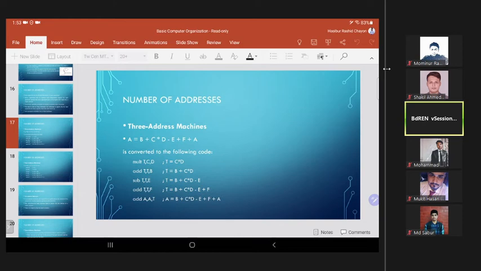For example, if we want to do a multiplication, look, how do you do it? MULT T, C, D. That means we are going to multiply C with D, and the result will be stored into the T location. Each of the capital letters, you can see, is a memory location. Fine? So let us do this arithmetic equation by using 3 address machine.